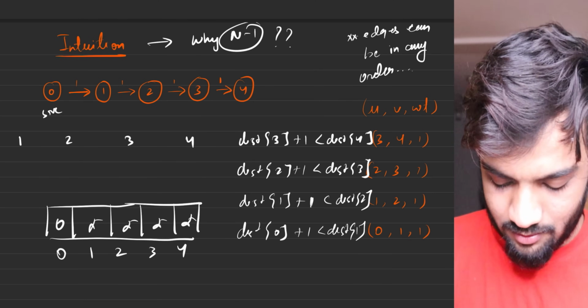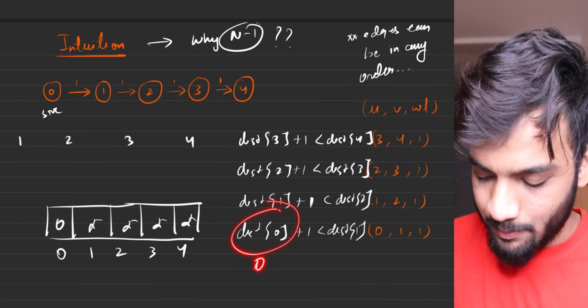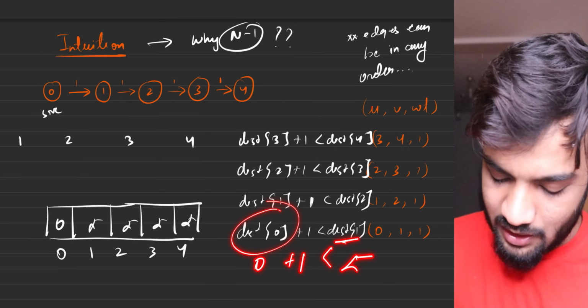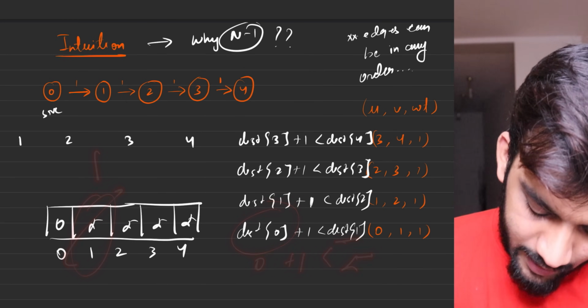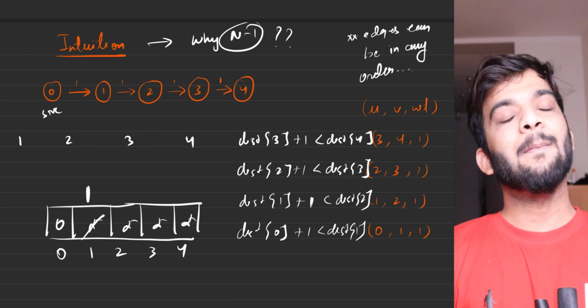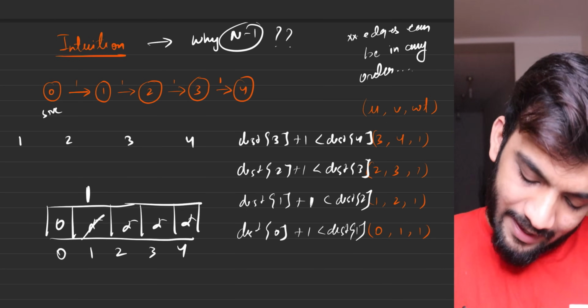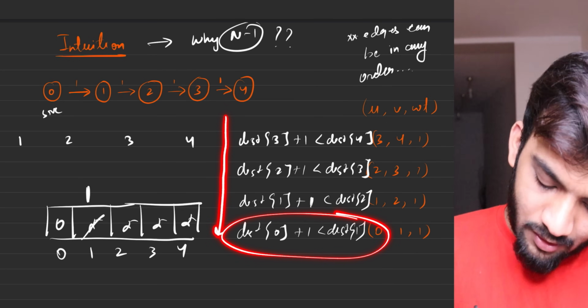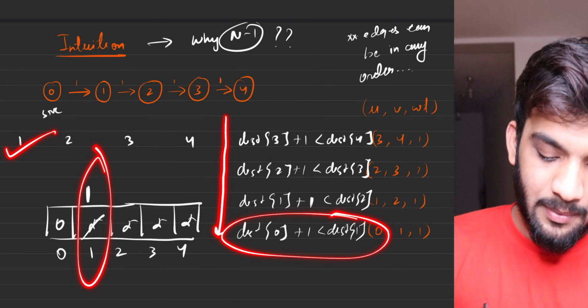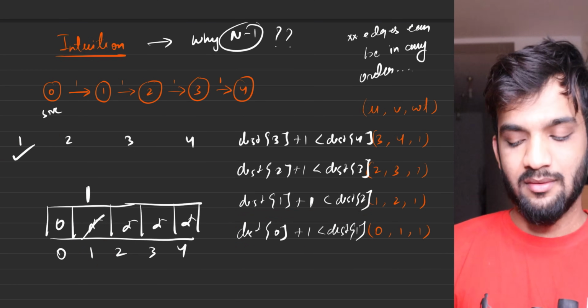I'll be like, wait, 0 plus 1 is lesser than infinity. So 1 goes as 1. So go and update 1 as 1. Perfect. So in one iteration, at the end of the day, this one was updated.